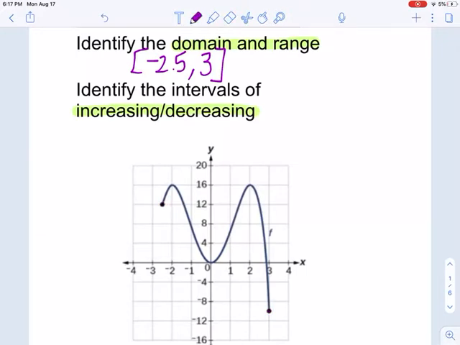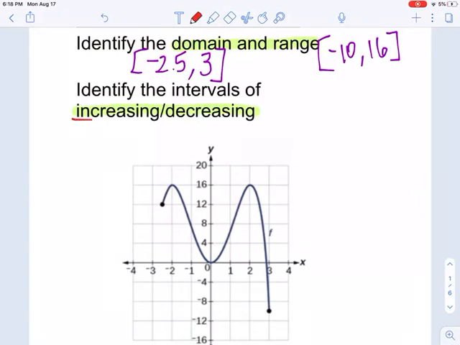Okay, then when we look at our range, our y values, it looks like our lowest coordinate is here, and we have a tie for our highest coordinate up here. So our range is going to stretch all the way down from -10 and all the way up to 16, and we would want to include both of those numbers as well.